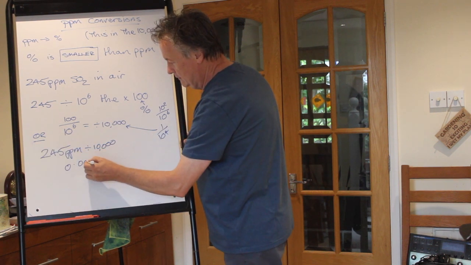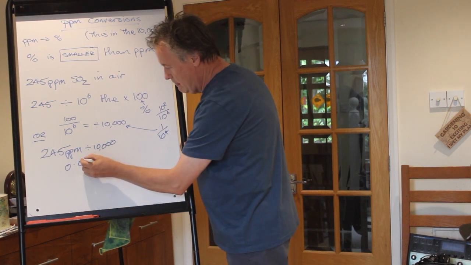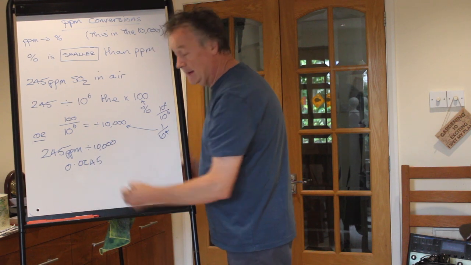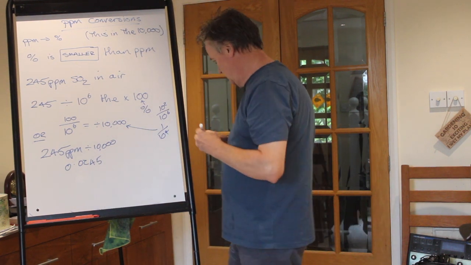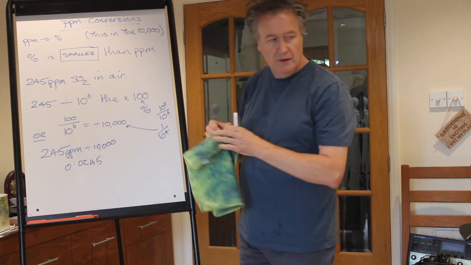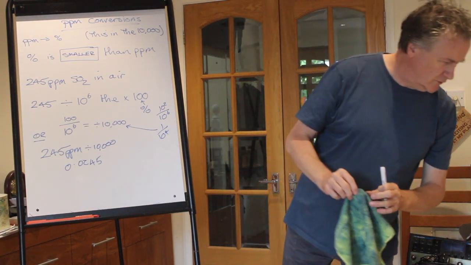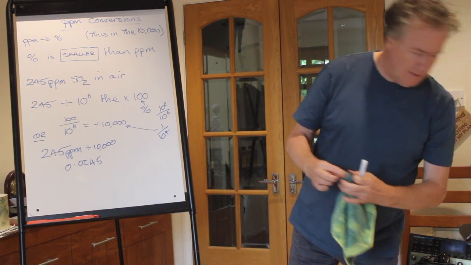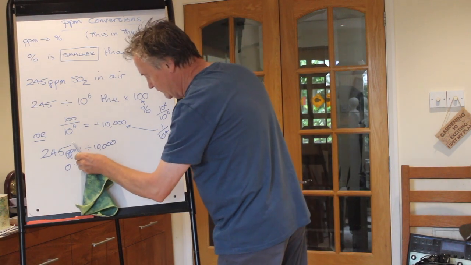0.08123. That didn't go very well. I was going to put an extra naught in. 0.0245. I'm just going to check that that's what I meant to write. Yeah, I'll just write that a little bit clearer for you.